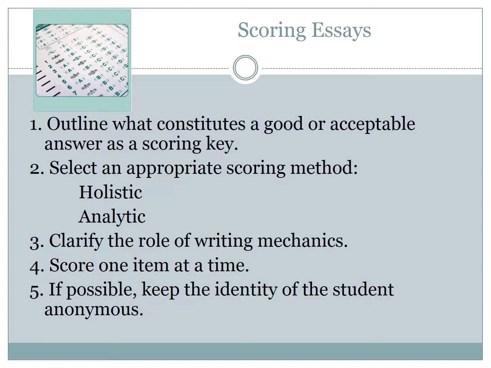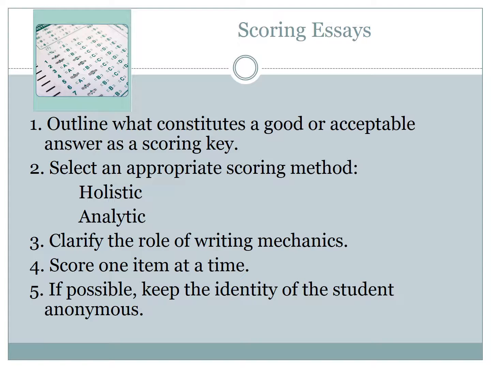This could be knowledge of different content areas in the question. This could be thinking skills, as I said before. Think about what your learning target is. Once you have a bulleted list of several items, then you have to select an appropriate scoring method. And we're going to talk about two. Holistic is one and analytic is another.